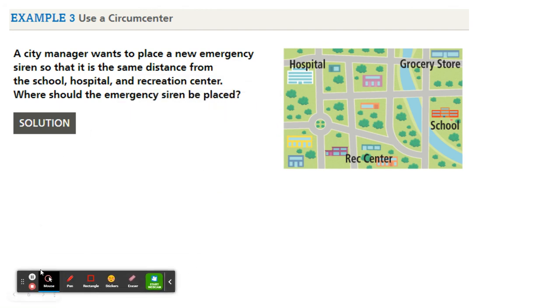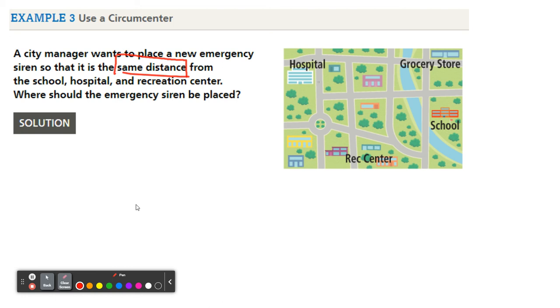So it says here, a city manager wants to place a new emergency siren so that it is the same distance from the school, hospital, and recreation center. Where should he place it? Right? So same distance from these 3 points.